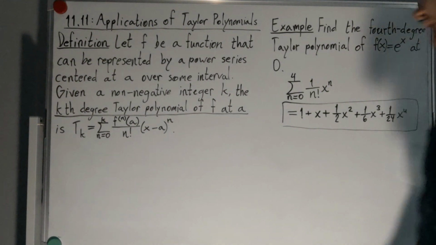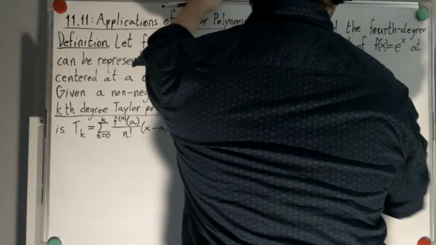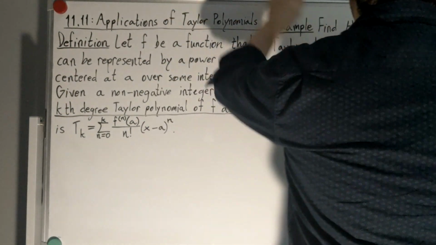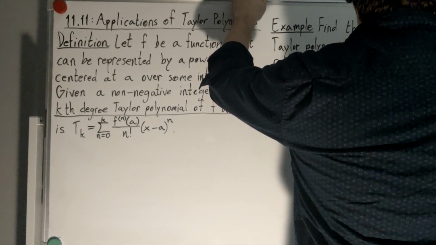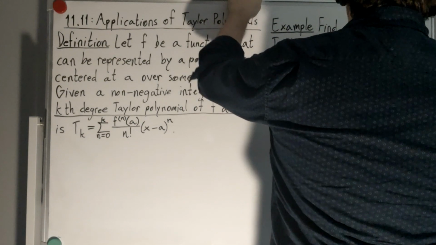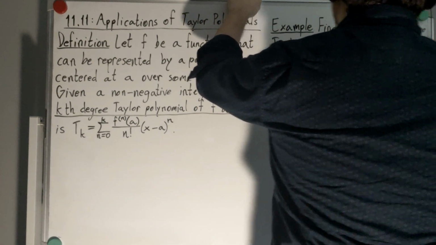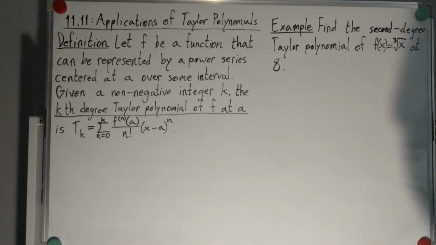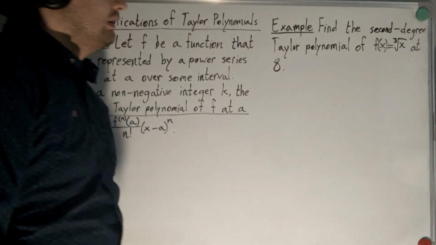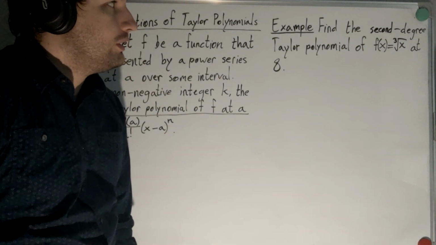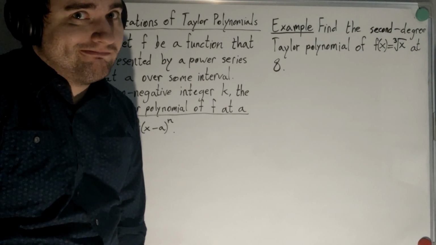Okay, now let's do another example. So now I want the second degree, so quadratic, the second degree Taylor polynomial of f of x equals the cube root of x at 8. So what we need to do is just take the Taylor series and then cut off all the terms after n equals 2. That's it.